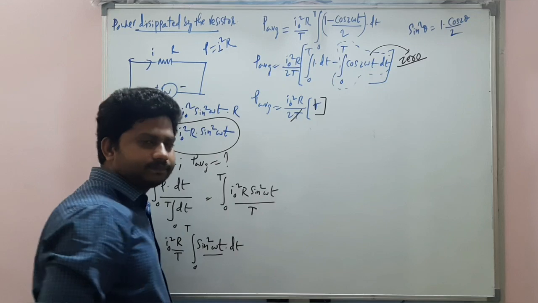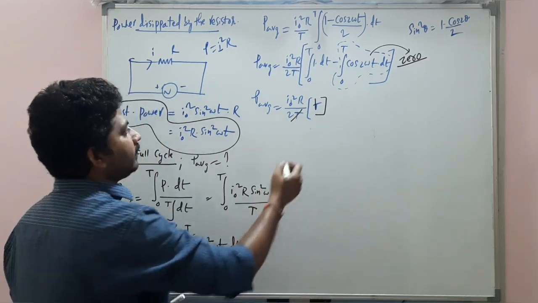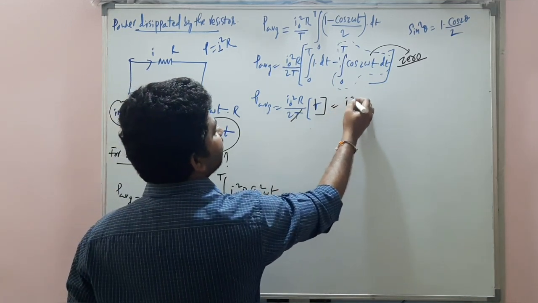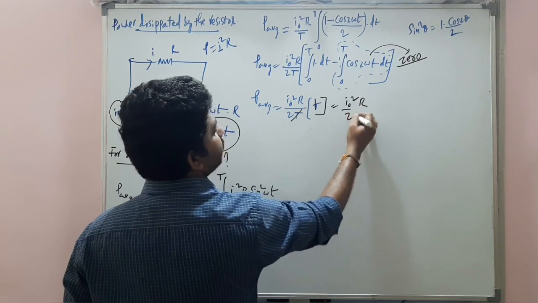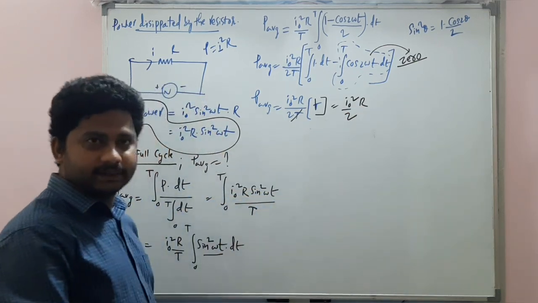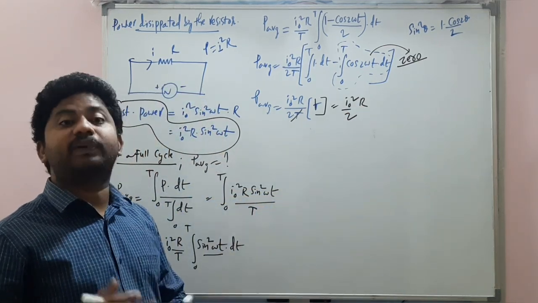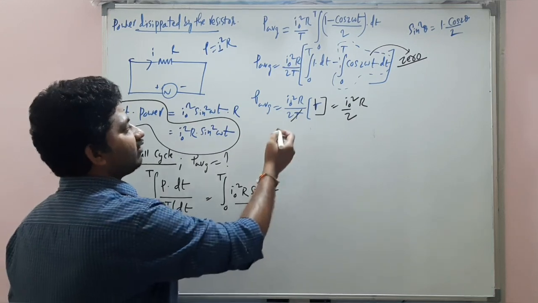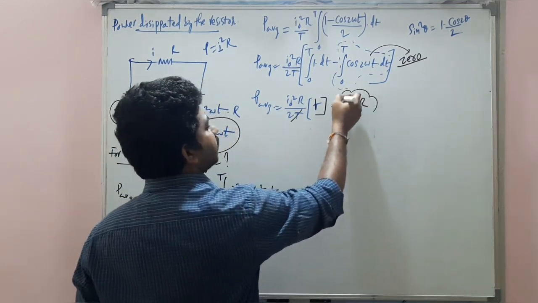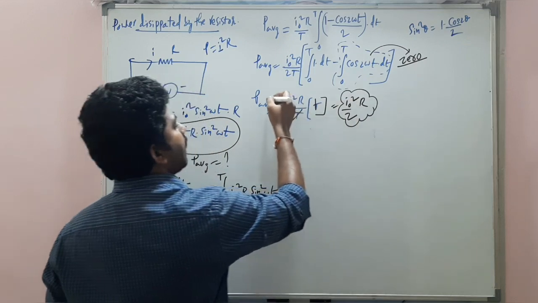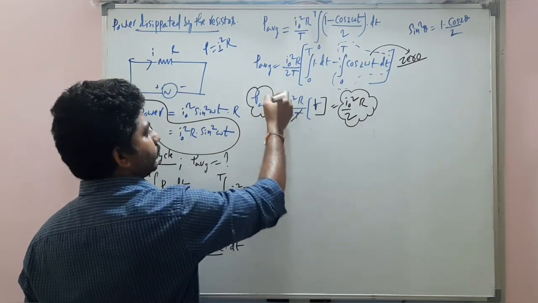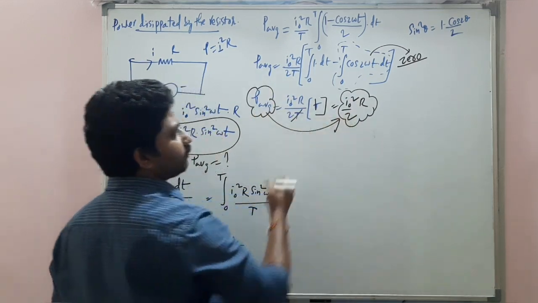T cancels. Right? So what is the average value? I naught square R by 2. So that's the average value of power. Remember, average value of power is I naught square R by 2. Okay, average value of power.